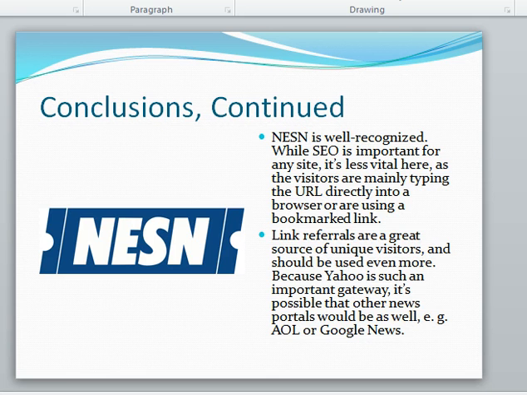Link referrals are a very good source of unique visitors. If I were NESN, I'd be using them even more. Particularly because Yahoo is such an important gateway for them, I would be looking for other news portals to be advertising on, such as AOL or Google News. Why not? This is where a nice chunk of your audience seems to be coming from. I think advertising dollars could go there. It would be an intelligent place to spend some money.